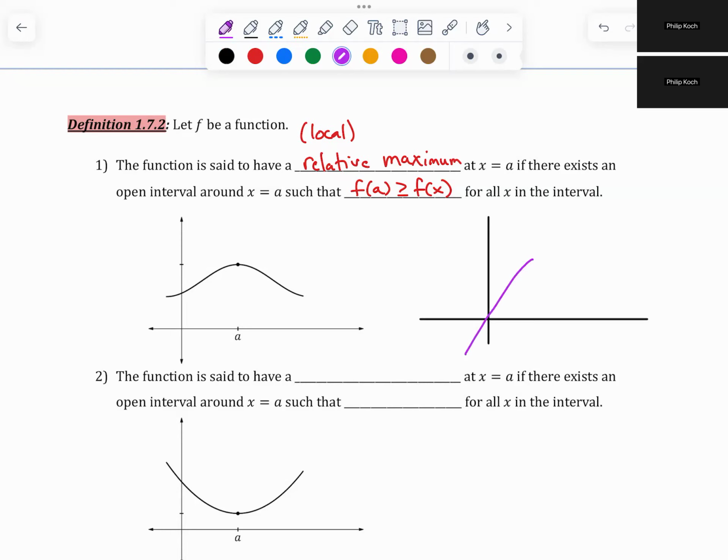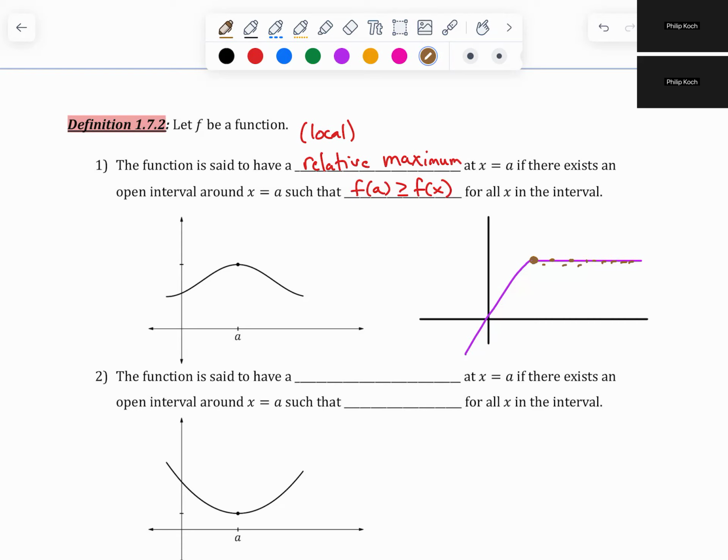By that definition, that's a relative maximum. All these points are relative maximums by its definition, because on all those points, f of a is greater than or equal to all f of x around the interval. Greater than or equal to. And that's dumb. That's stupid. That's not a max.